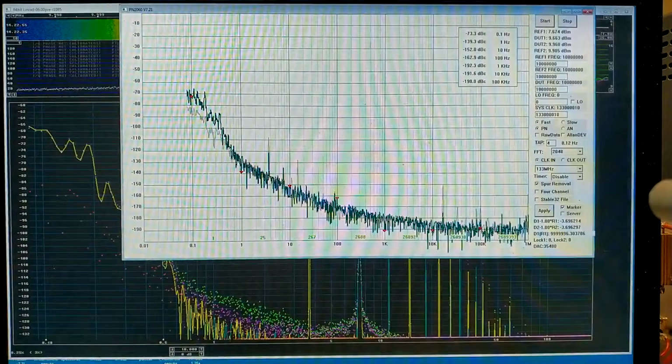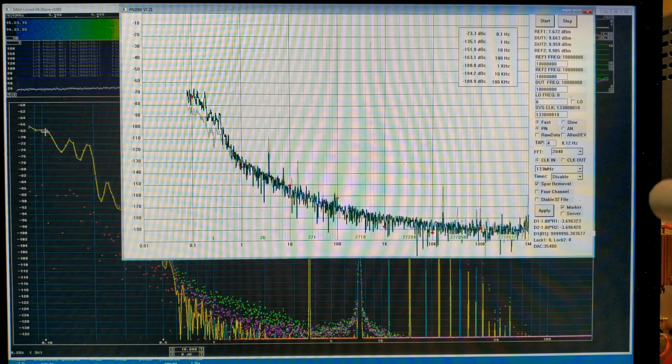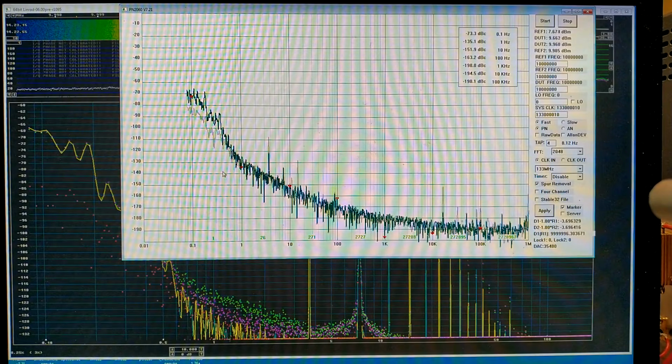And if I look at the PN2060, you can see it looks like this. It says -70 at 0.1 Hertz, and I said minus 68. Well, I didn't start them exactly at the same time.